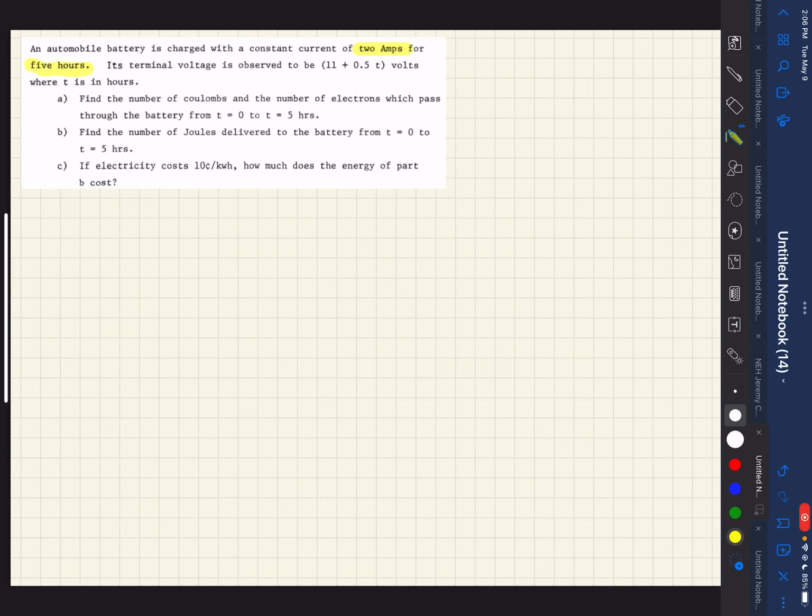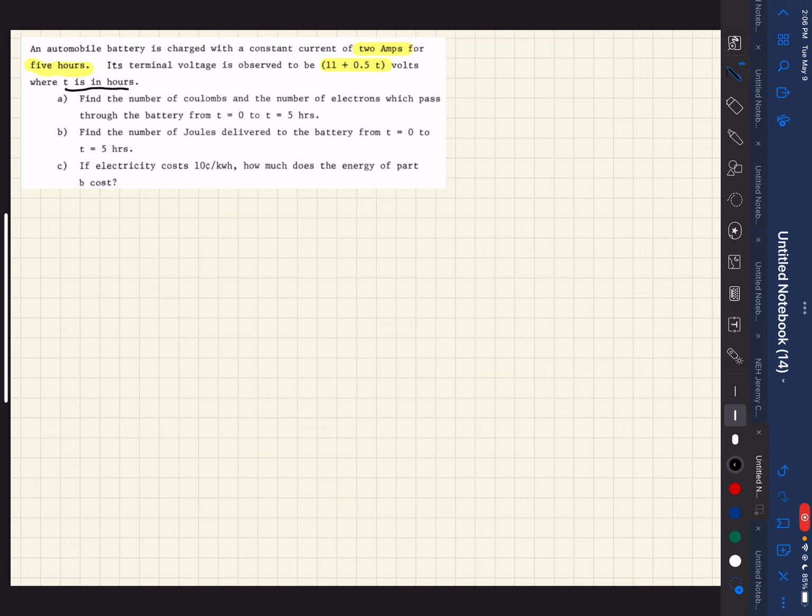So as you can imagine, while you're charging any battery, the more you charge it, the voltage is going to change as it becomes charged. So they have an expression for us for the voltage across the terminals of the battery, which is given here, which is 11 plus a half T. And we need to take note that T is in hours.